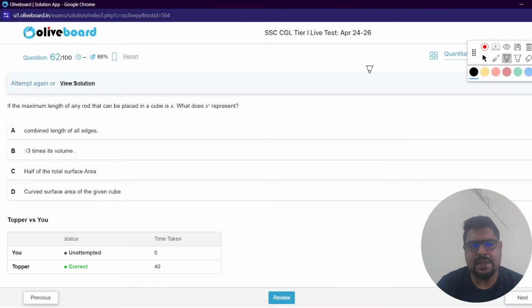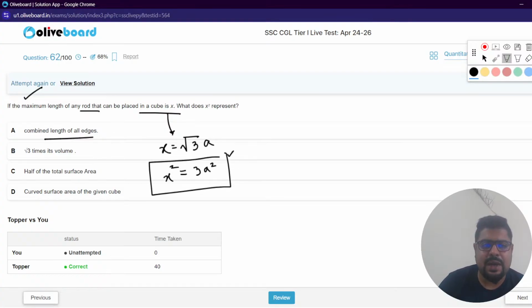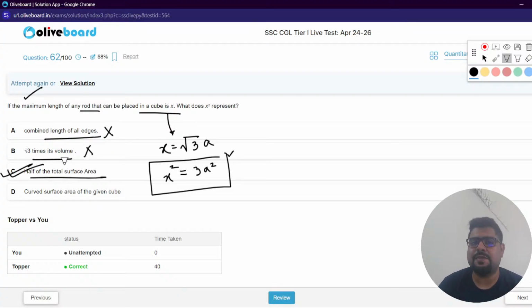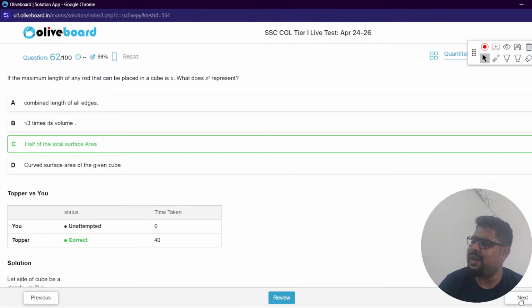Done, sir. Next one. Maximum length of any rod that can be placed in cube X. Sorry, extremely sorry, sir. Maximum length is x. So x is root 3a, so x square will be 3a squared. So x square represents the combined length of all the edges? No, sir. Root 3 times volume? No, sir. Option C, half of the total surface area. Total surface area is 6a square, we all know, so this will be half of that. Very simple.